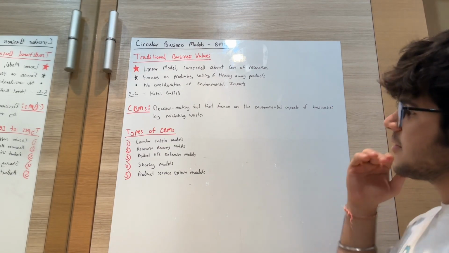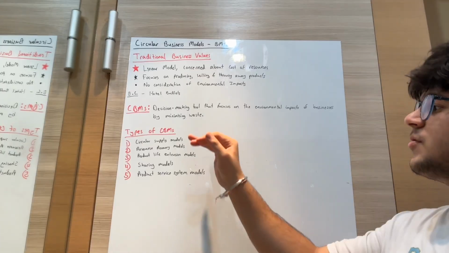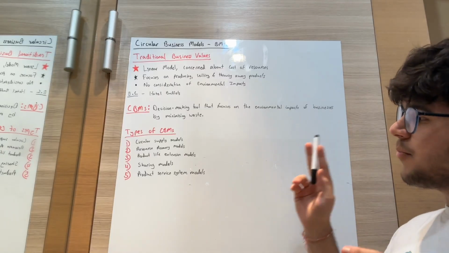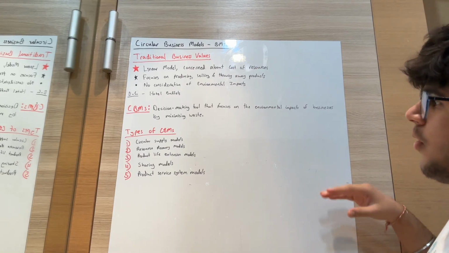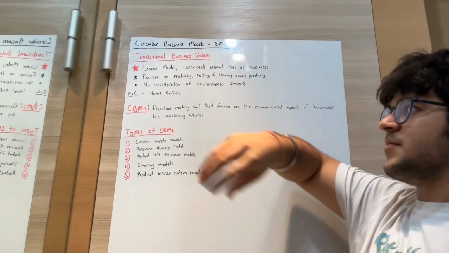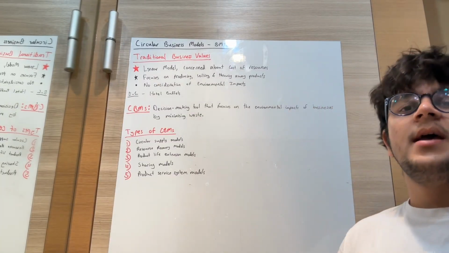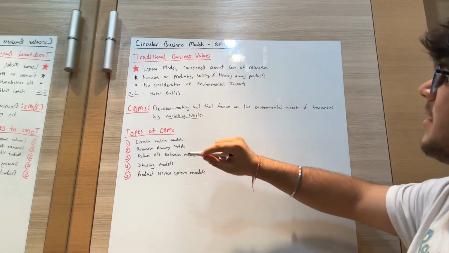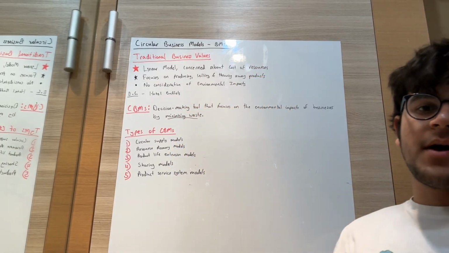Firstly, circular supply models, then resource recovery models, product life extension models, sharing models, and product service system models. These are all the 5 types of circular business models that we cover in our IB syllabus. And once again, their main goal is to minimize waste and reduce environmental impacts.